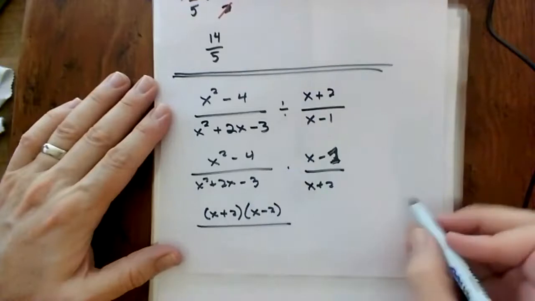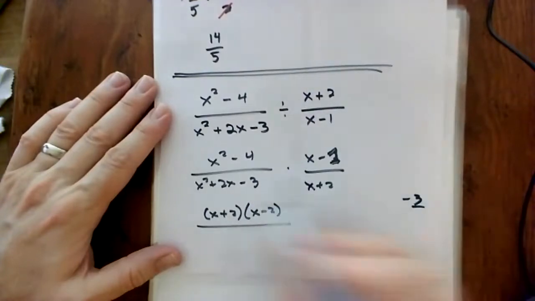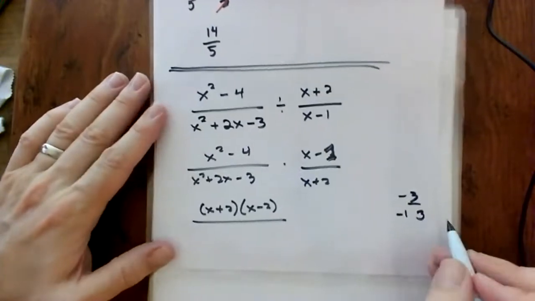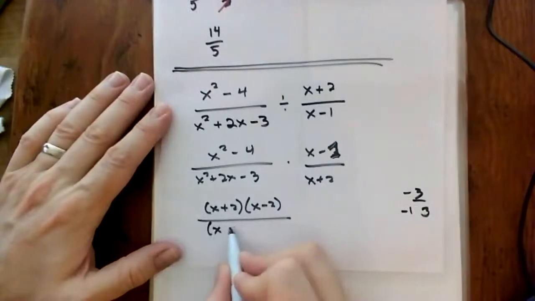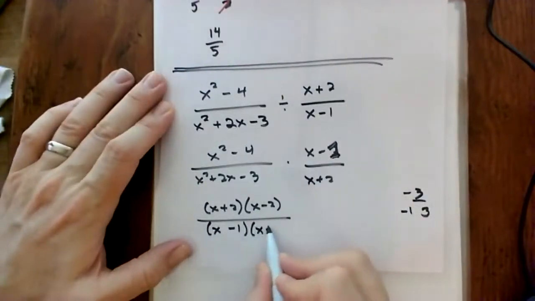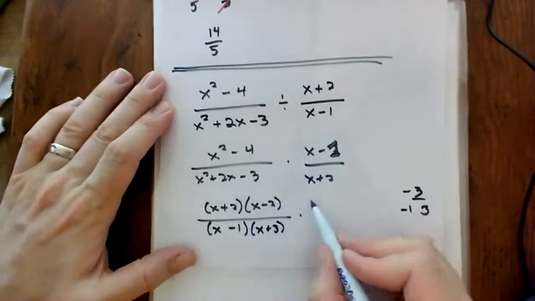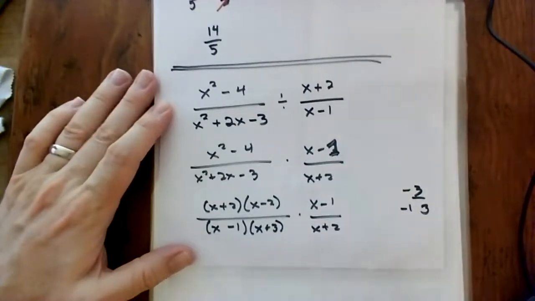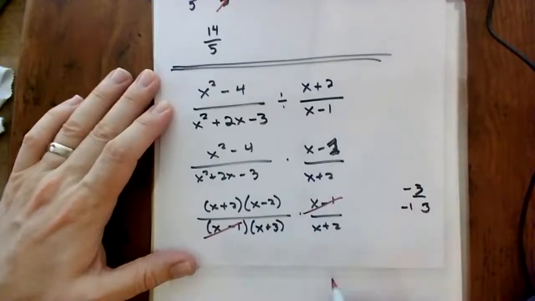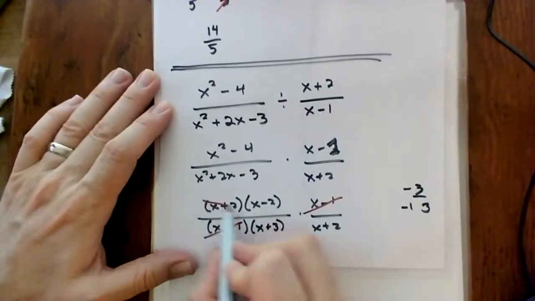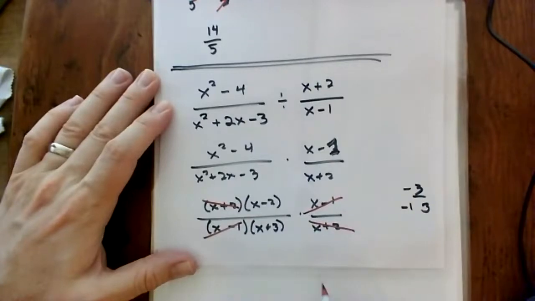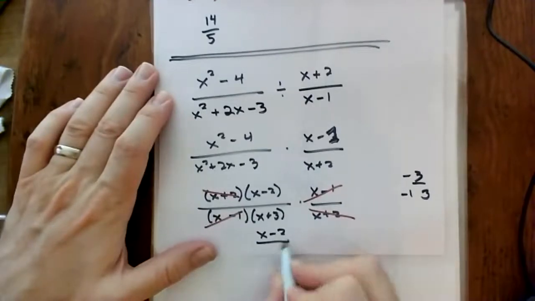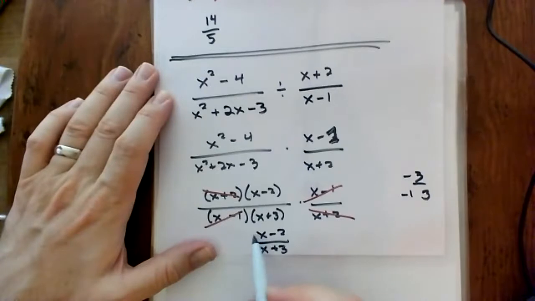Here, my key number would be a -3. I'd need a factor pair of -3 that adds up to be 2, and that looks to be a -1 and a +3. So this would be x minus 1 times x plus 3. And I still have my x minus 1 here and my x plus 2 here. So now I get to reduce. X minus 1 cancels with x minus 1. X plus 2 cancels with x plus 2. So what I have left is just going to be this x minus 2 over x plus 3. And we're done.